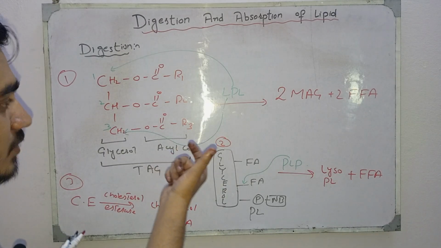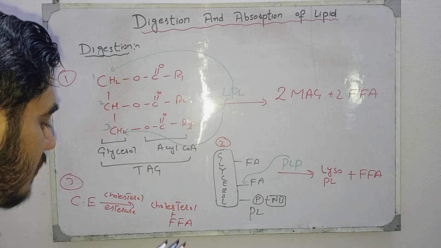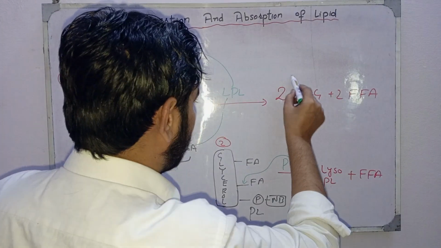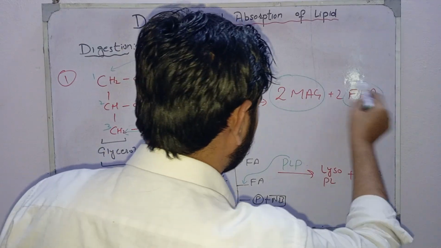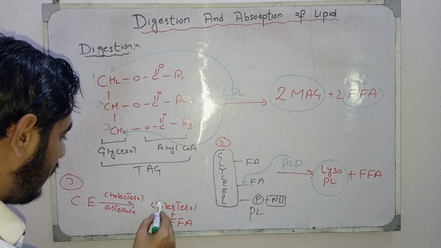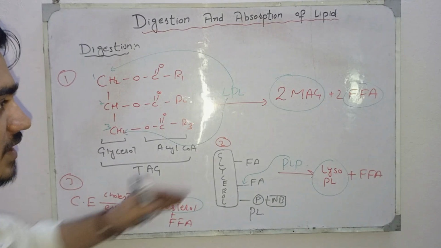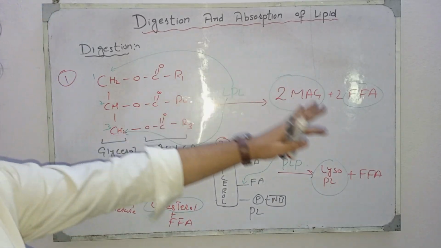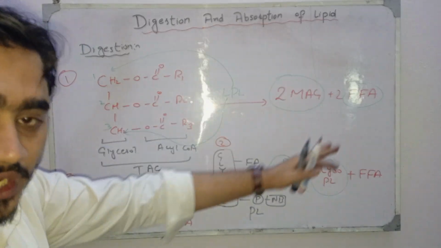तो ये है डाइजेशन का प्रोसेस. अब यहां से डाइजेस्टेड प्रोडक्ट हमें ये मिल रहे हैं, two molecules of monoacylglycerol, free fatty acid molecule, lysophospholipid and cholesterol. ये हमें डाइजेस्टेड प्रोडक्ट मिल रहे हैं. कहां पर डाइजेशन हुई है? इनकी इंटेस्टाइन में हुई है.